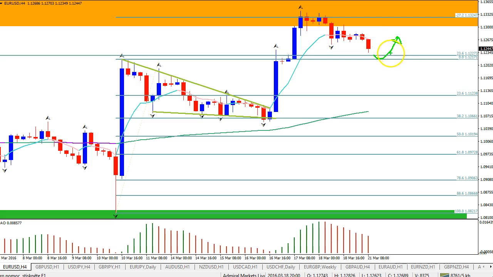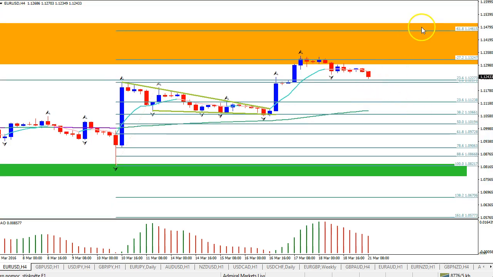Now, if price does bounce and we see good candles to the upside, then I think there's a good chance that price will continue up to that target, and that could be a very heavy resistance spot again for a potential reversal back down, in fact.